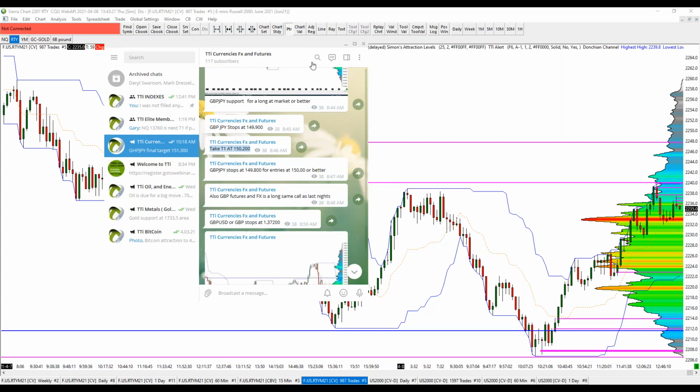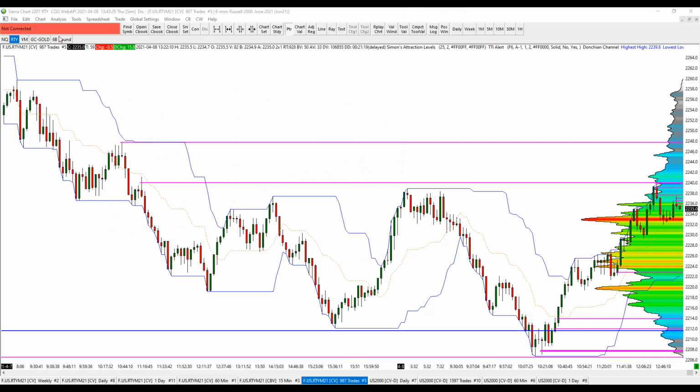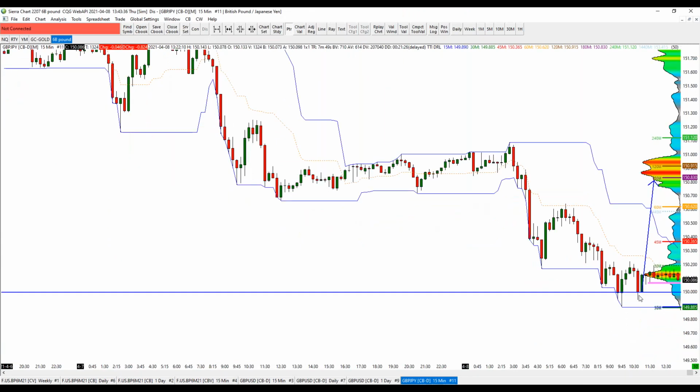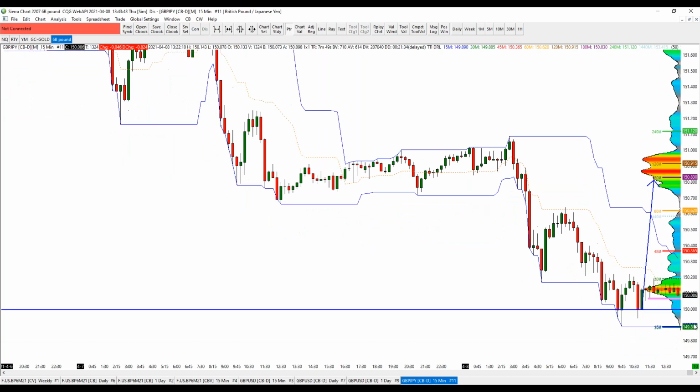Let me explain. This is the pound yen. All right. This is the trade call right at the bottom, right here. 150 area or better. Stop loss 149.9, which was here, right? It did go for about 40, 50 ticks initially. We got first target, and now we are hoping for a runner.